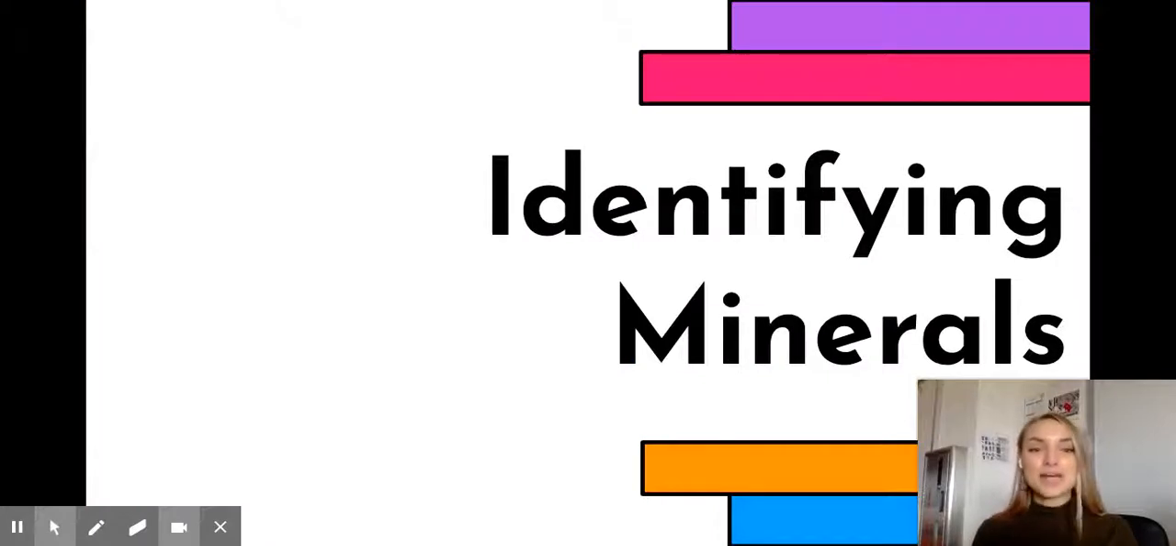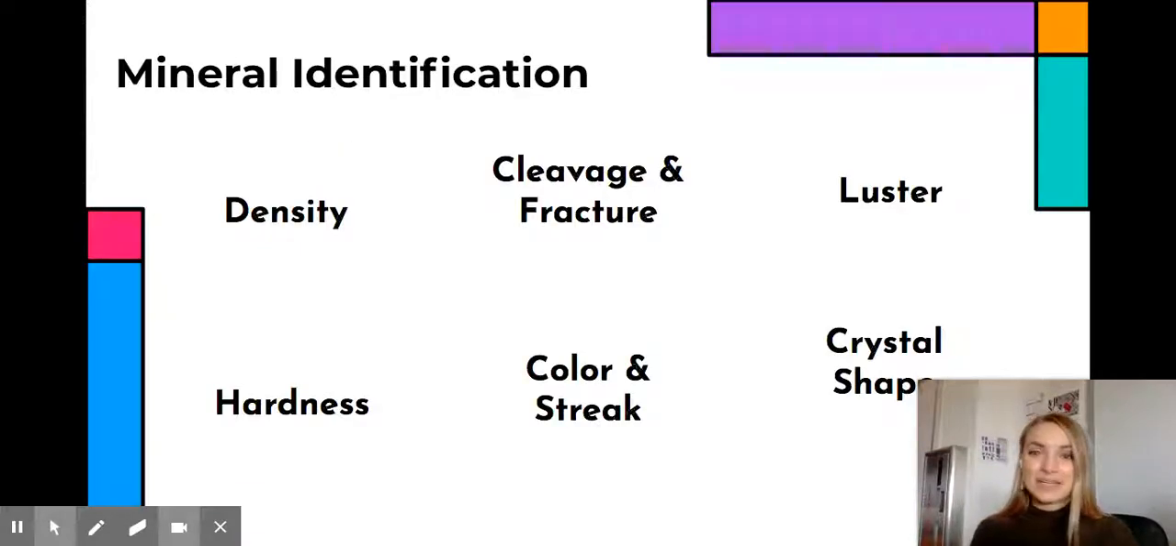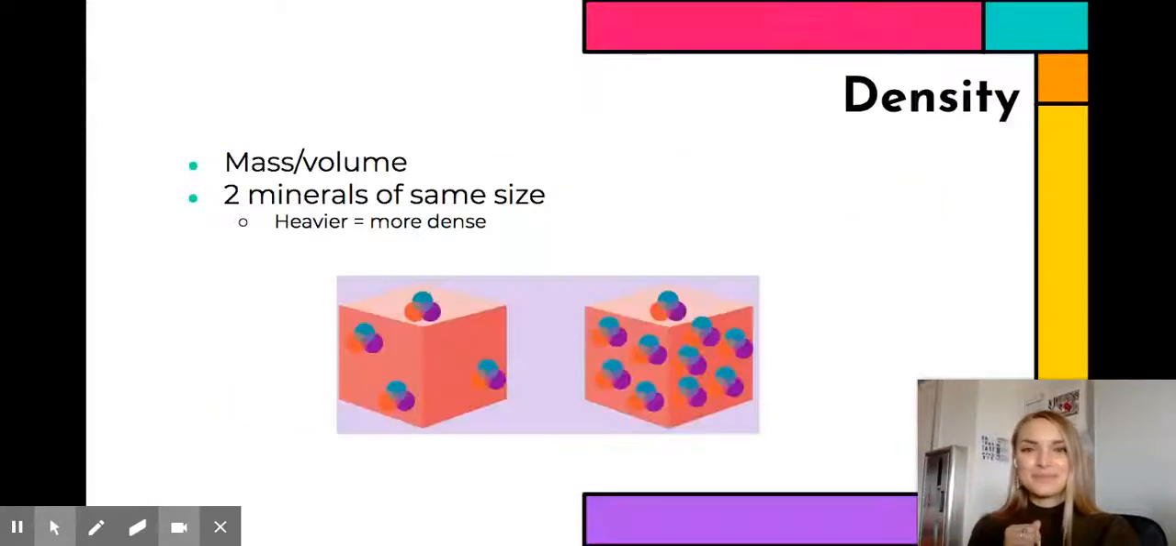Today, we're going to keep talking about minerals, but we're going to talk about how to identify different types of minerals. And our learning objective is: I can describe the properties of minerals used to identify different types of minerals. So there are six main components to identifying minerals, six different properties or characteristics that we're going to look at in order to be able to tell what type of mineral we're looking at and to differentiate one type of mineral from another. So, first one we're going to talk about is density.